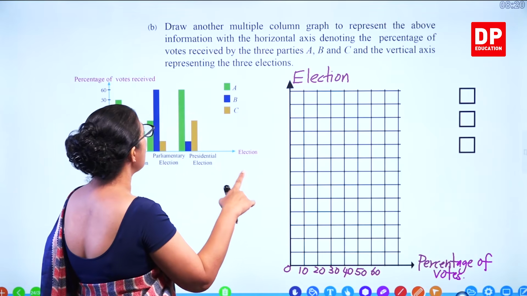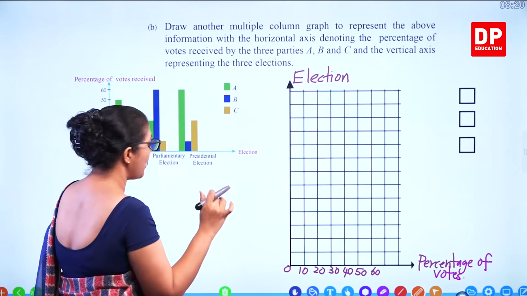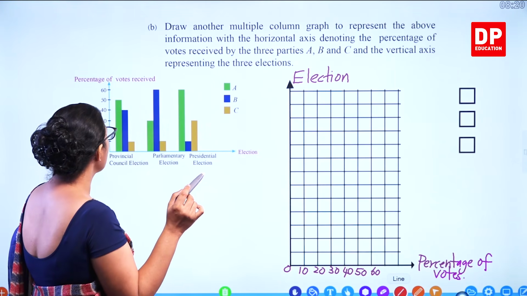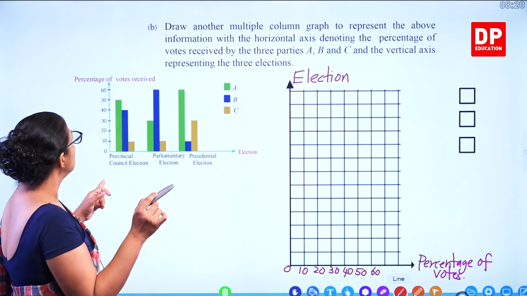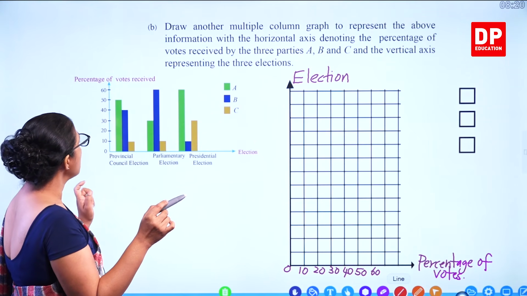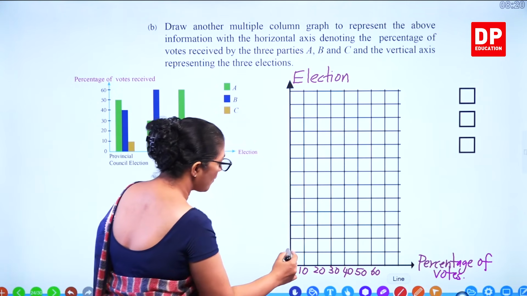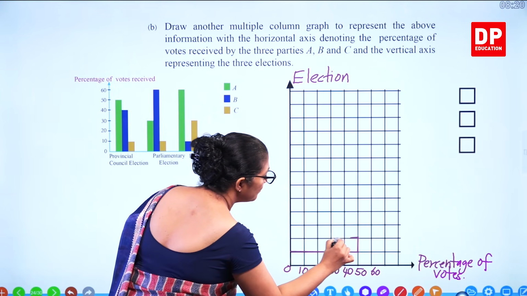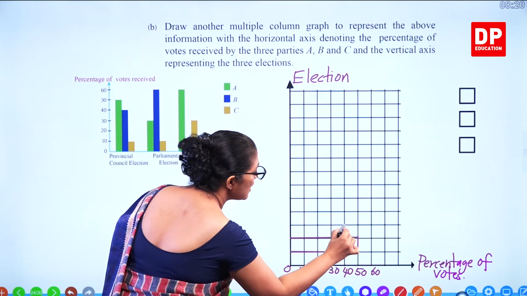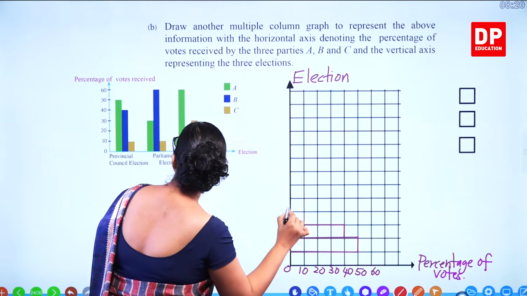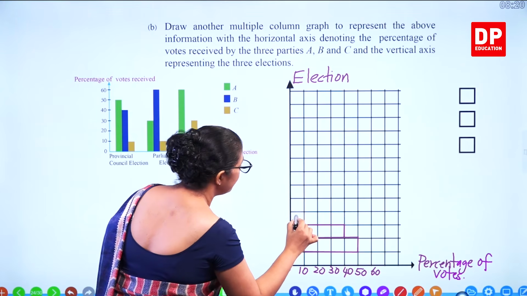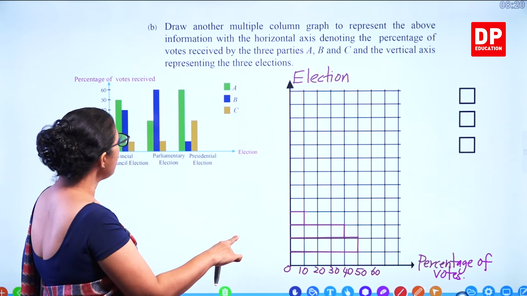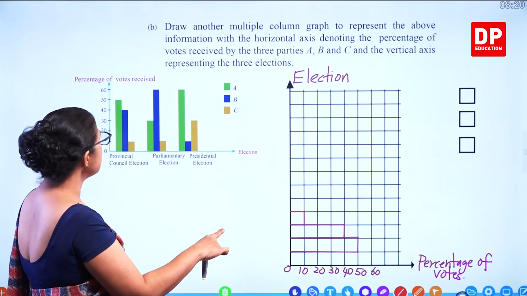And now this side, the election. So we have to take separate bars. We'll try to draw the bars horizontally now. First one, provincial: 50, 40 and 10. That's provincial. Parliamentary: 30, 60 and 10.